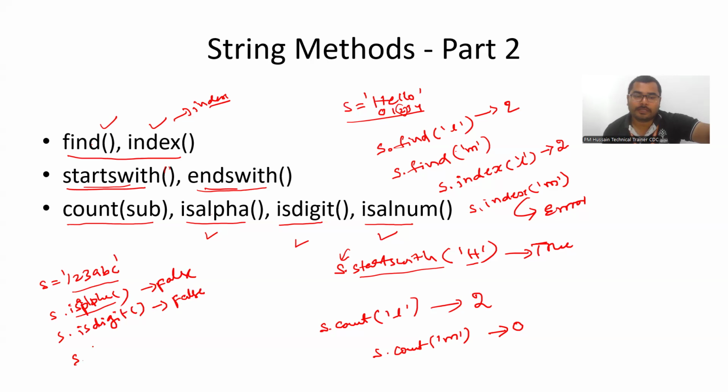Now s.isalnum(), alphabets and numbers. Alnum means alphabets and numbers mixed. It will check whether the string is having a mix of numbers and alphabets. Yes, a mix of numbers and alphabets is there in the string, so this time it will return true. So this is the way you can check the strings.